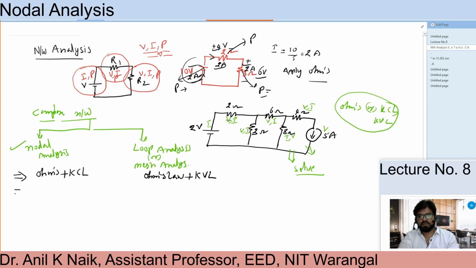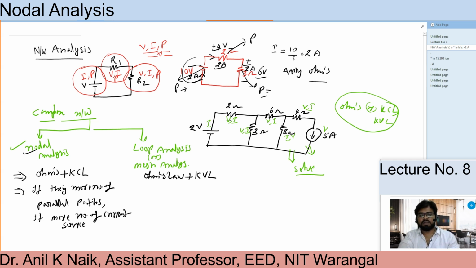The application of nodal analysis will be more effective, and you can easily solve networks, if they have a greater number of parallel paths, and if you find more current sources, then if you apply this technique, you can easily solve the network. So this is what you need to remember here.